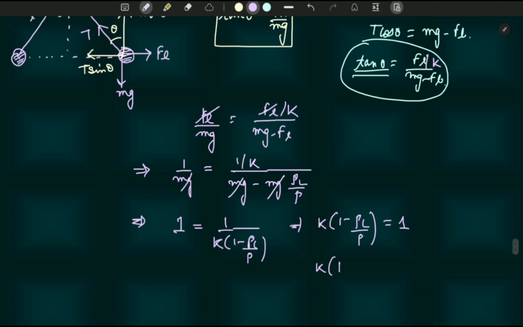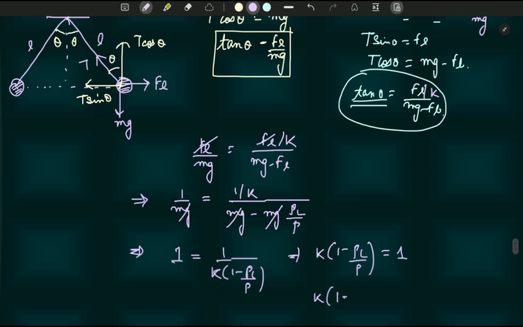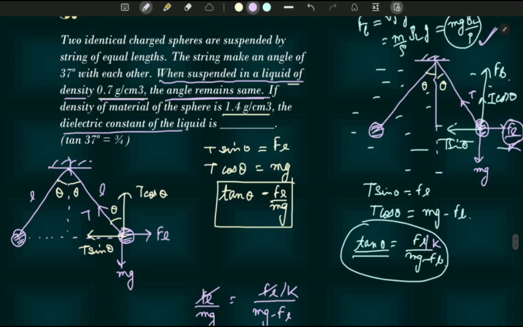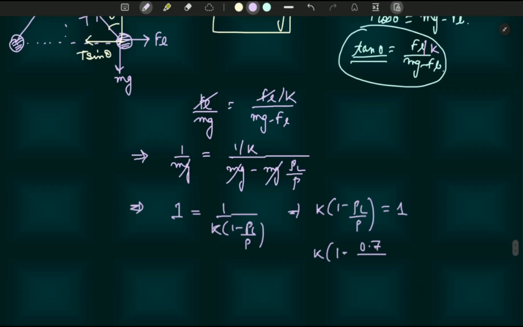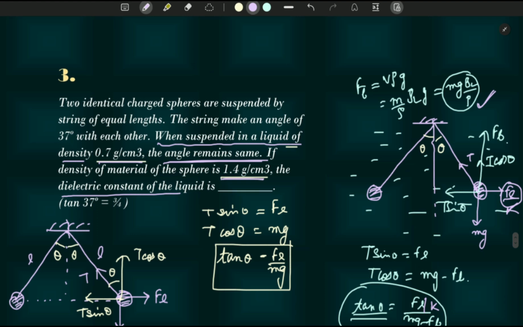So K times 1 minus rho liquid, which in the question was given as 0.7 gram per centimeter cube, so 0.7, and rho of the sphere, the material of the sphere, is 1.4 gram per cc. So 1.4. So this is K into half, equals 1. So ultimately I will get K equals 2. So I found out the dielectric constant of the medium in the question. The dielectric constant of the liquid is 2. So 2 is the correct answer to our question.